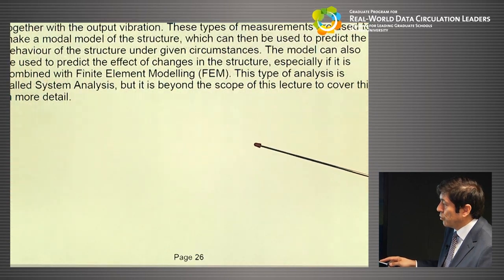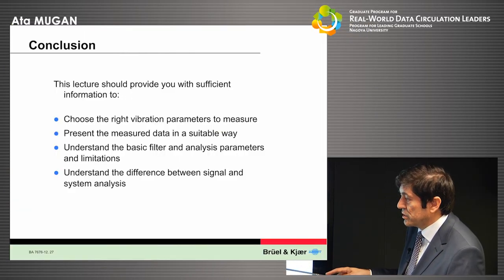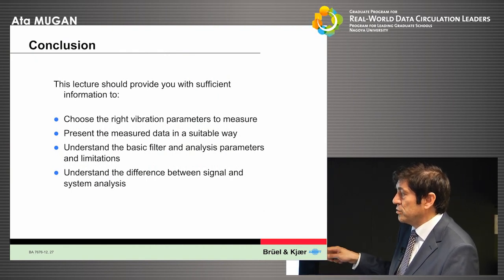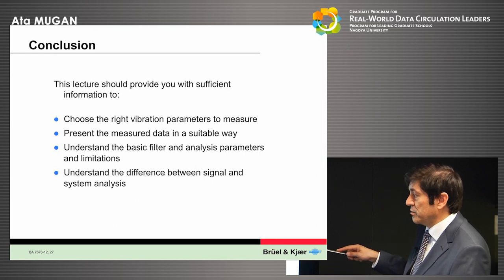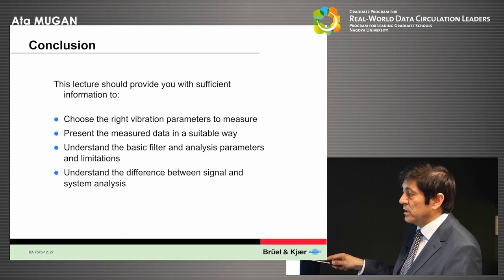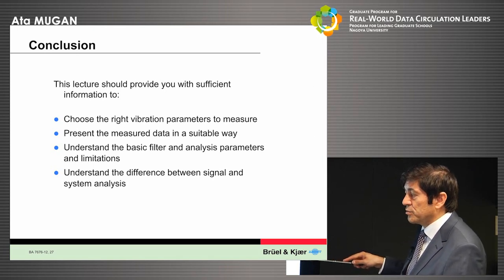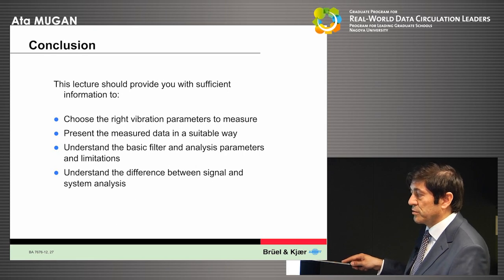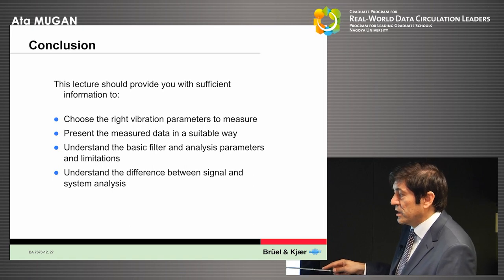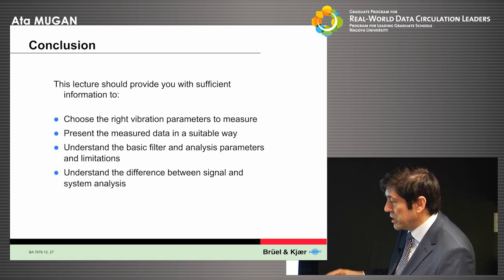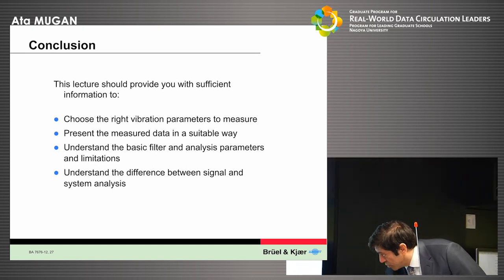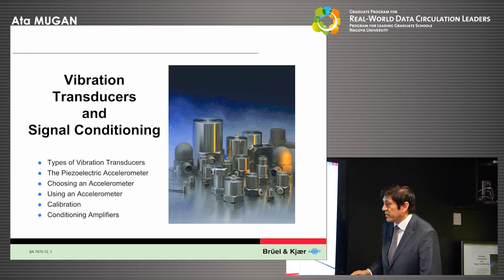So in both cases, we actually use vibrational signals. And when we use vibrational signals, these are the steps: we should choose the correct parameters, displacement, velocity, acceleration. It should be presented in the correct way, linear or logarithmic scale. We can use filters, and there are two kinds of filters. They are different for linear scale or logarithmic scale, and the signal may be used to make conclusions about the system.